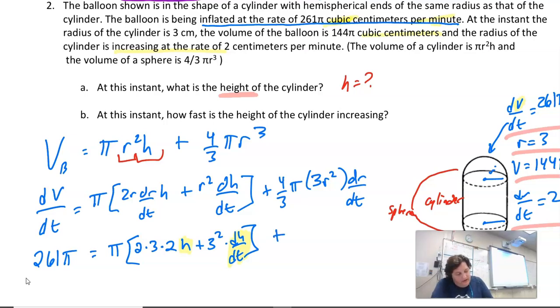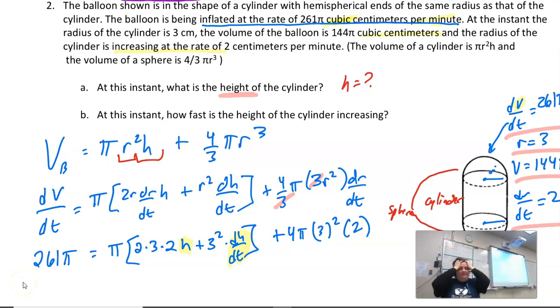Okay, now over here I've got, actually I'll go ahead and cancel my 3's out. I think that'll be better. Boom, boom. Okay, so let's go ahead and say I've got 4 pi, r is 3 squared, and then dr dt, which is 2.